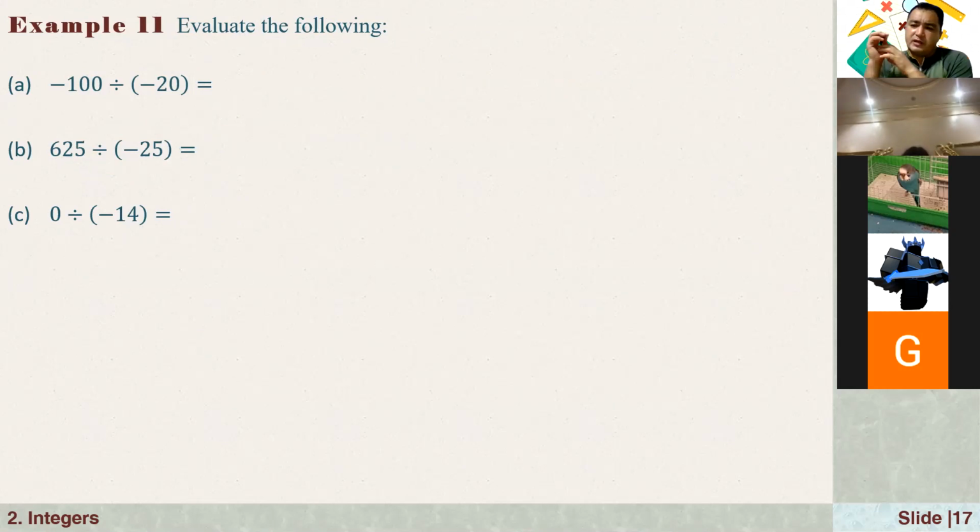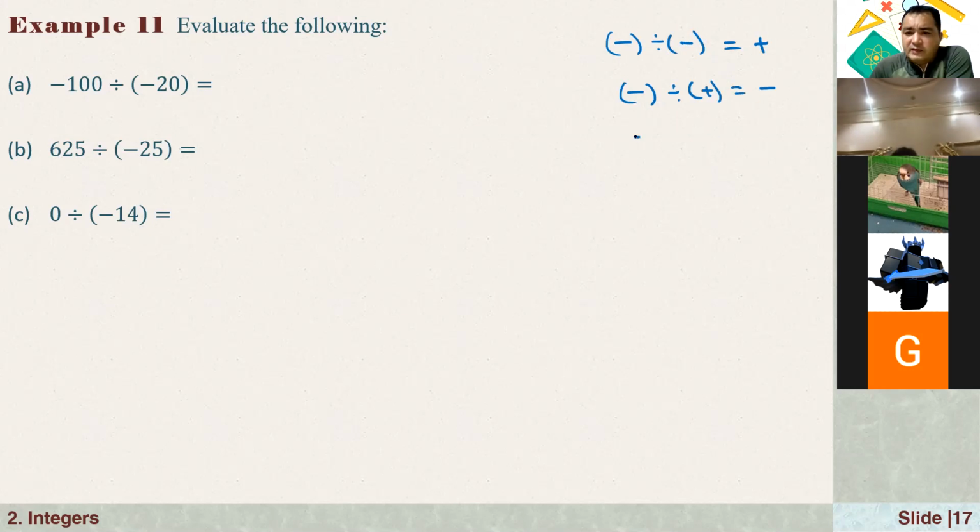Division is also the same thing, right? Minus over minus: if you divide minus by minus, it is plus, like multiplication. Minus divided by plus is minus. And here we have plus divided by minus, that is minus. And positive divided by positive is positive.